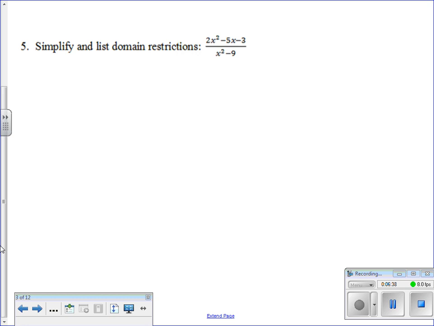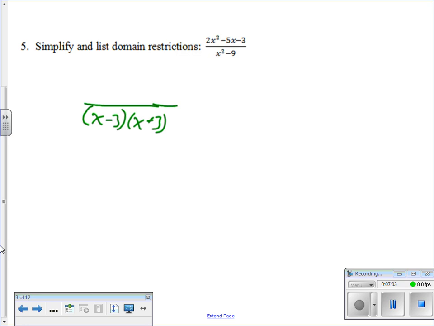My domain restrictions come from my denominator here, both here and in the final answer, but the final answer is not going to be any big deal because I'm just reducing this one. So I need to factor it. My denominator is x minus 3, x plus 3. My numerator is probably going to be x minus 3 or x plus 3, one of them.